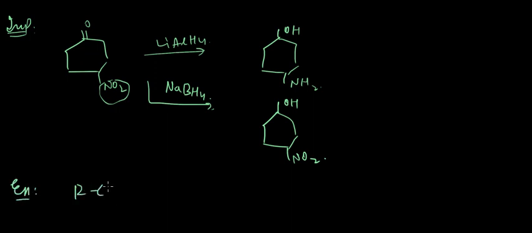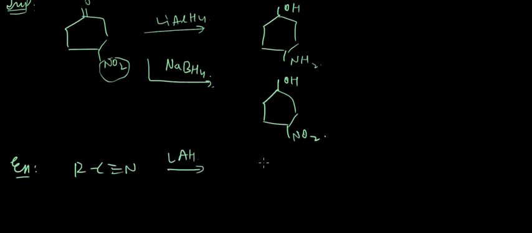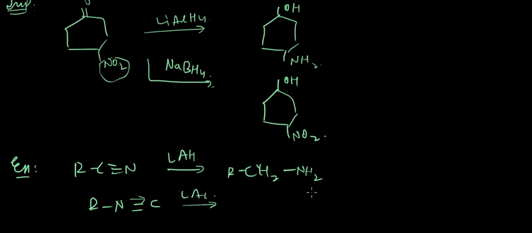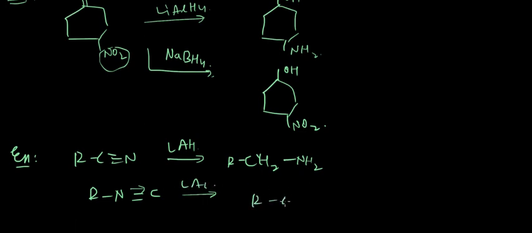We have a nitrile, okay, and we pass some reducing agent, LAH, so we'll be getting something like CH2NH2, obviously RCH2NH2. And if we pass isonitrile again in LAH, we'll be getting RNHCH3. So these two are functional isomers.